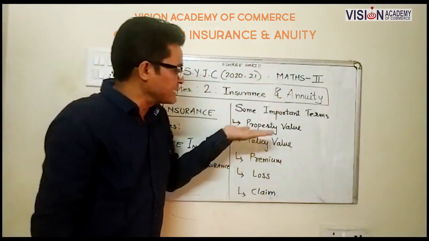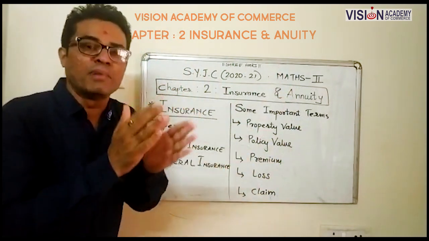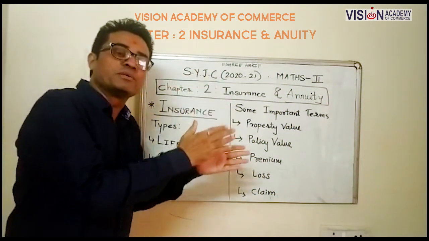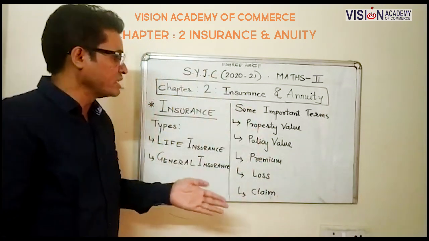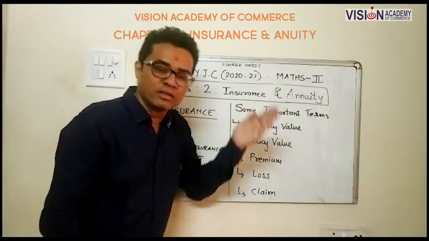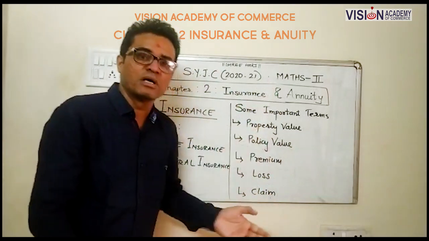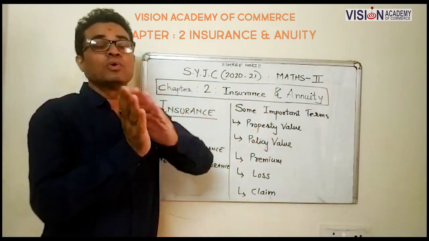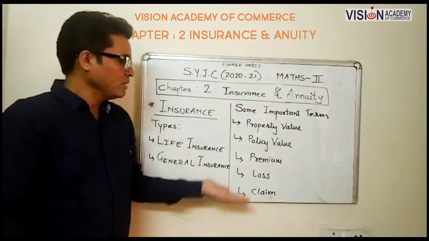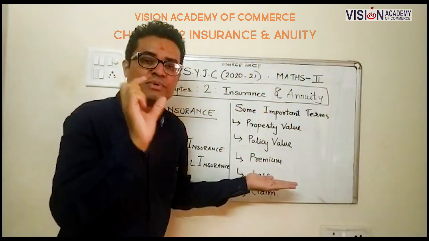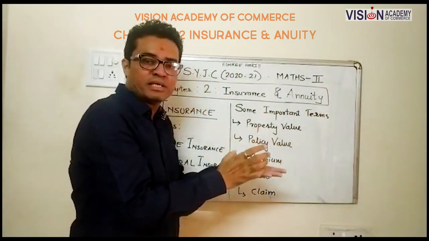Second, policy value. Policy value means the amount of property which we insure. Third point is known as premium. Premium means the amount which we pay to the insurance company to cover our property and policy.